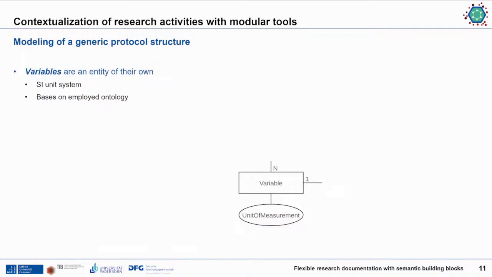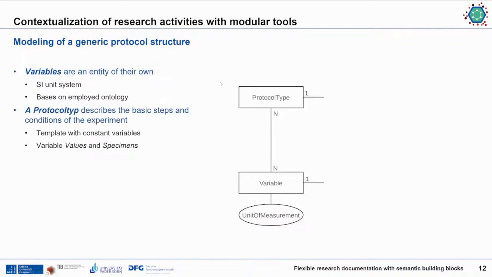Our model includes, firstly, variables, which are, for example, an entity of their own. For example, we are talking about a unit system for measurement, and it should be based on an employed ontology. Also, we need a protocol type for the description of research activities. This protocol type describes the basic steps and conditions of an experiment. So we need a template with content variables, for example values and specimen.